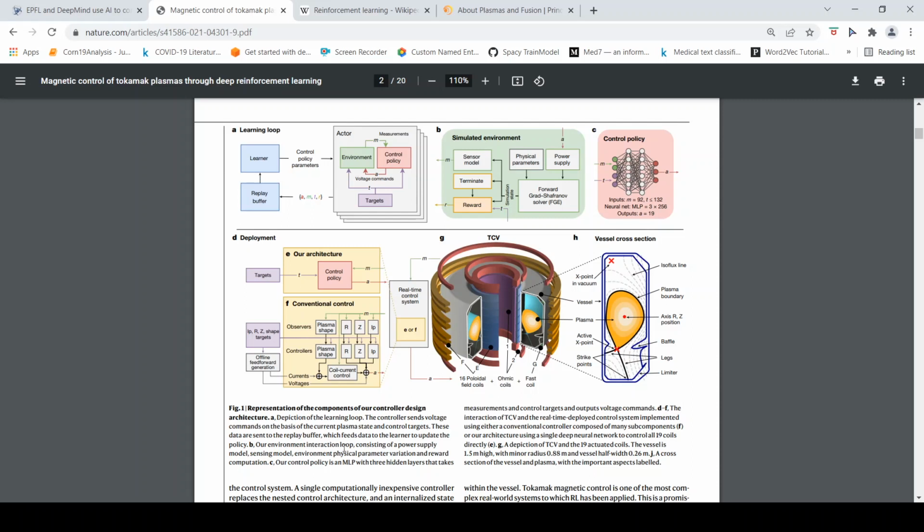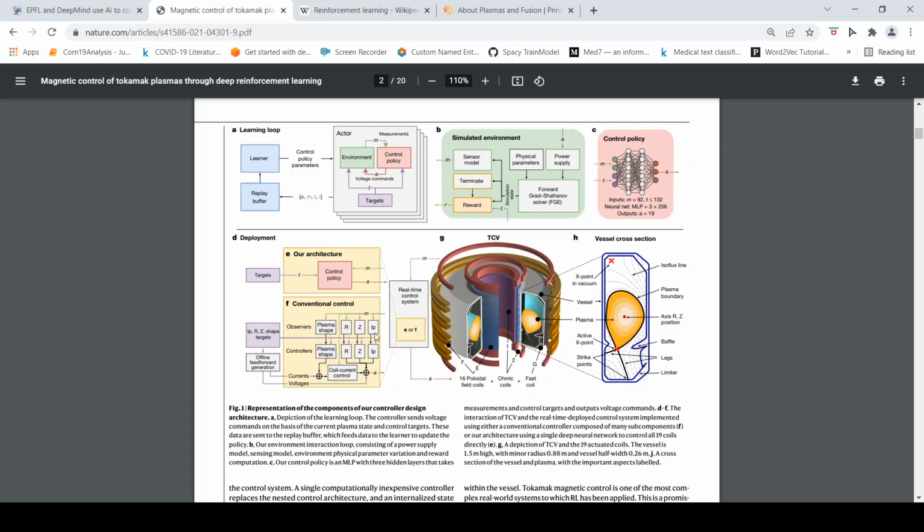Okay. Our environment interaction loop consists of a power supply model, a sensing model, environment physical parameter variation, and reward computation. Our control policy is an MLP. So they are using a multi-layer perceptron, or a neural network with three hidden layers, that takes measurements and control targets and outputs voltage commands. Okay. So that is what ABCD is, where you have your power supply model, a sensing model, an environment physical variation model, and the reward computation, and the control policy is coming from this neural network or multi-layer perceptron.